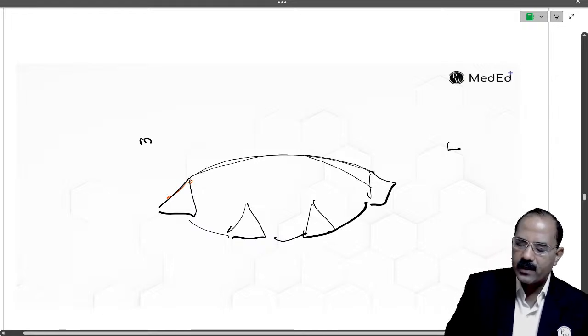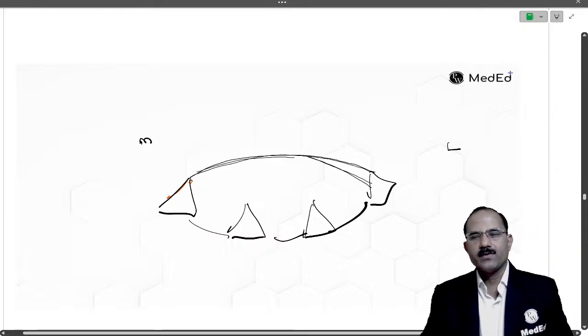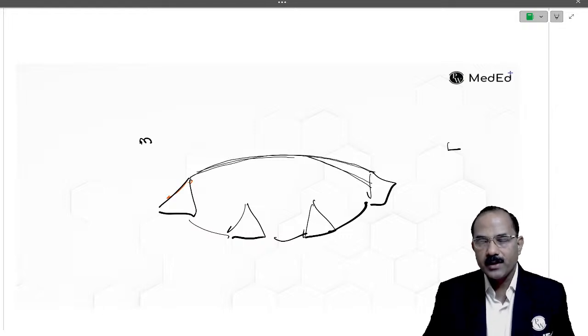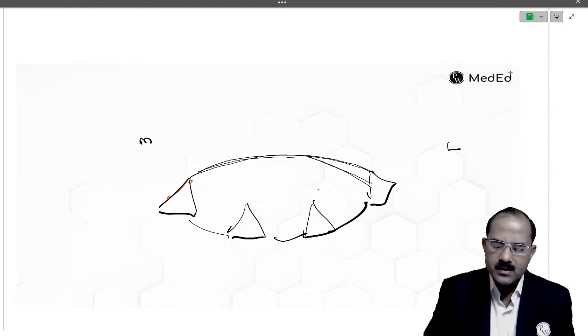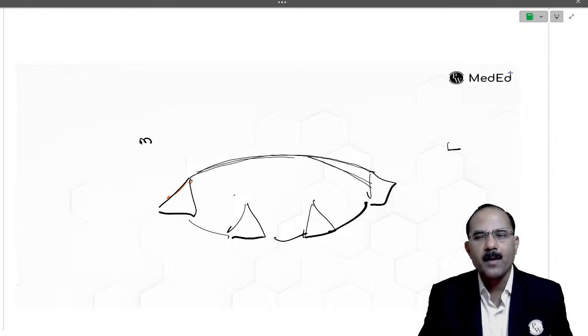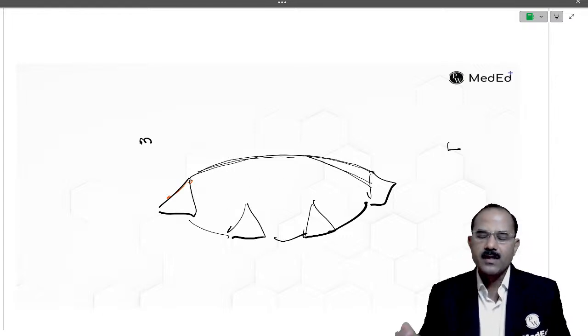The flexor retinaculum splits on the lateral side. Clear? It splits on the lateral side. Now, between the flexor retinaculum and the carpal bones, what is this tunnel which is formed here known as? That's the carpal tunnel. It's between the flexor retinaculum and the carpal bones. This is the carpal tunnel.